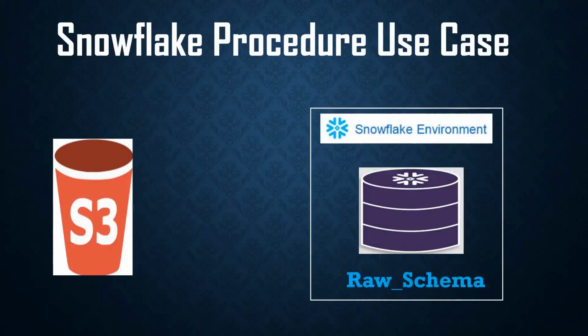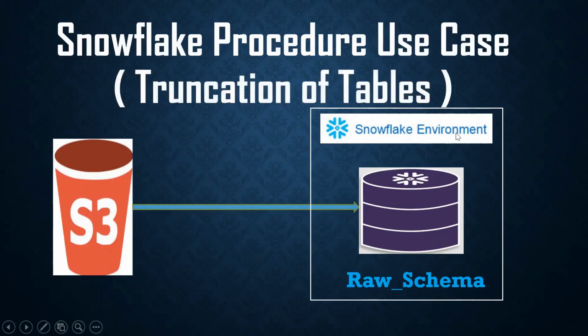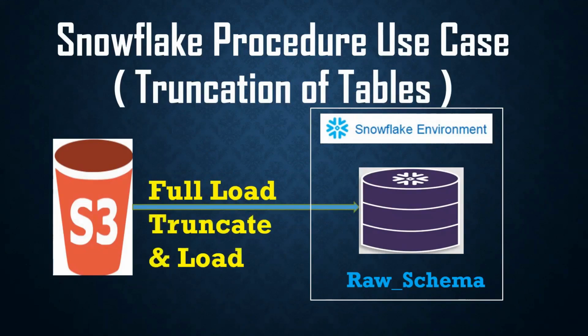Now the requirement is that before loading these files into the RAS schema tables, I should first truncate all these tables and then load. So, truncation of tables. This is a full load. A full load is nothing but first we truncate the tables and then load the files. So, truncate and load.